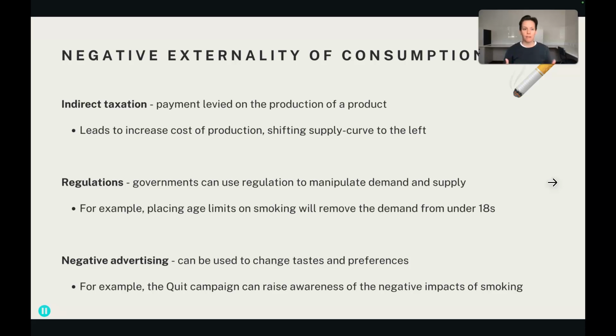First and foremost, indirect taxes are often used to address negative externalities. Going back to your understanding of indirect taxation as per microeconomics, we know that it increases the cost of production for the producer. So the government levies a tax on the production of a particular good, in this case cigarettes, that leads to an increase in the cost of production for producers. That's going to shift our supply curve to the left.